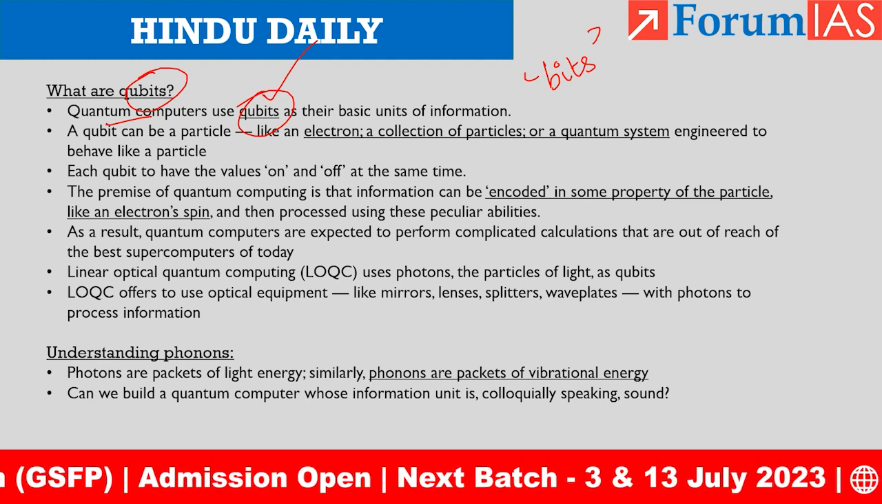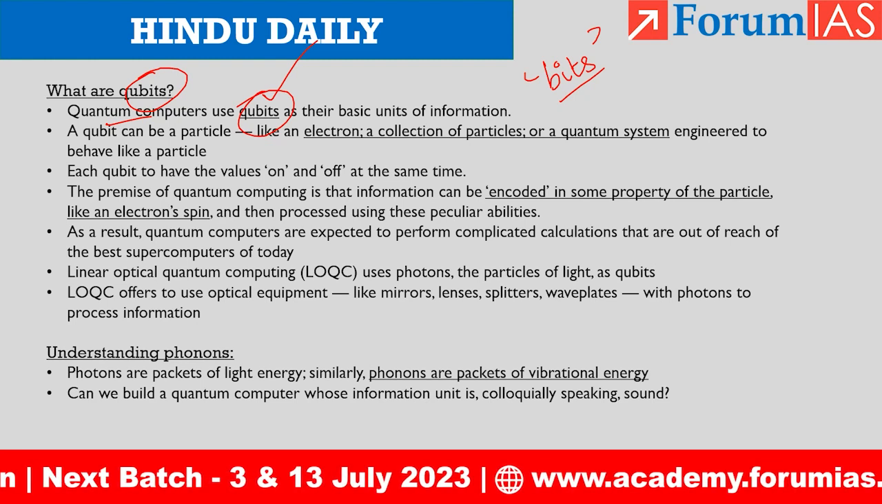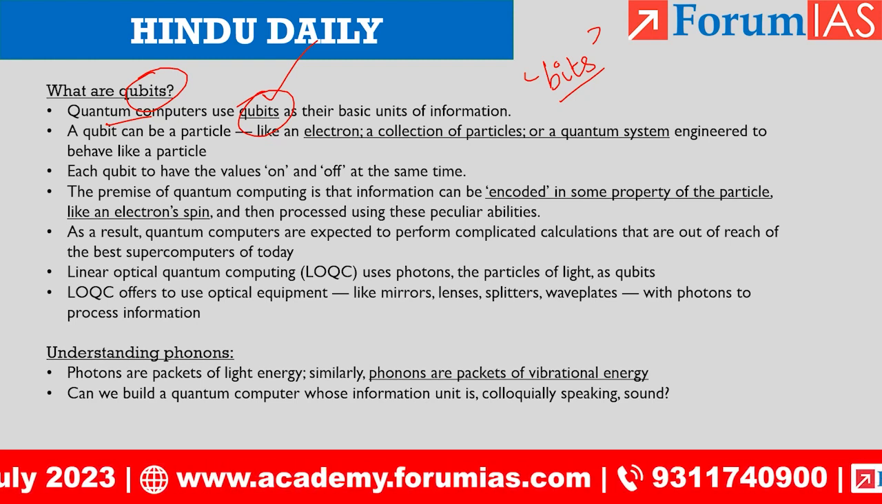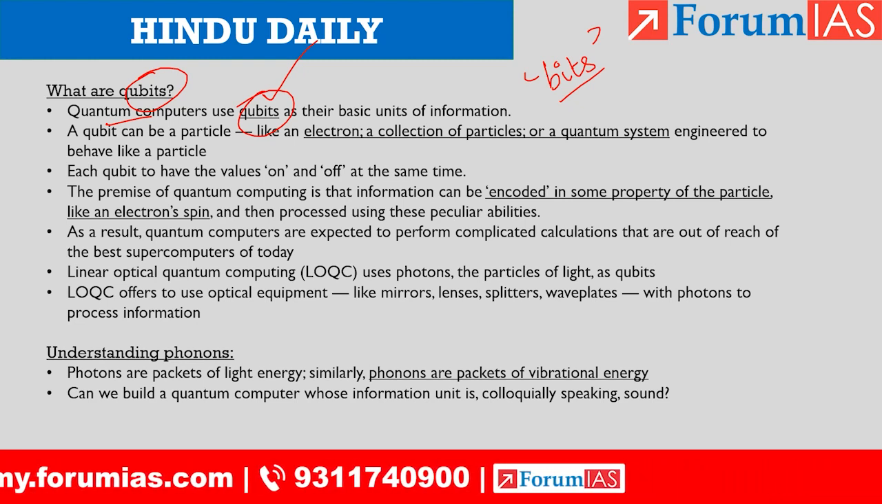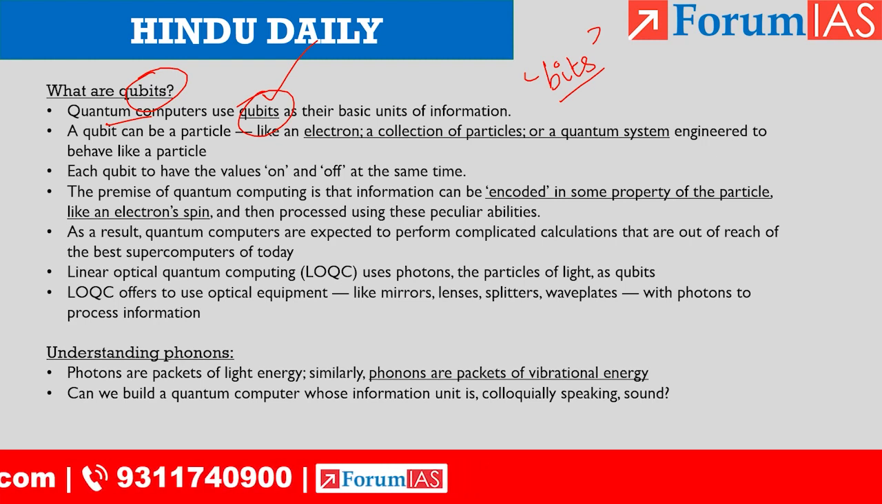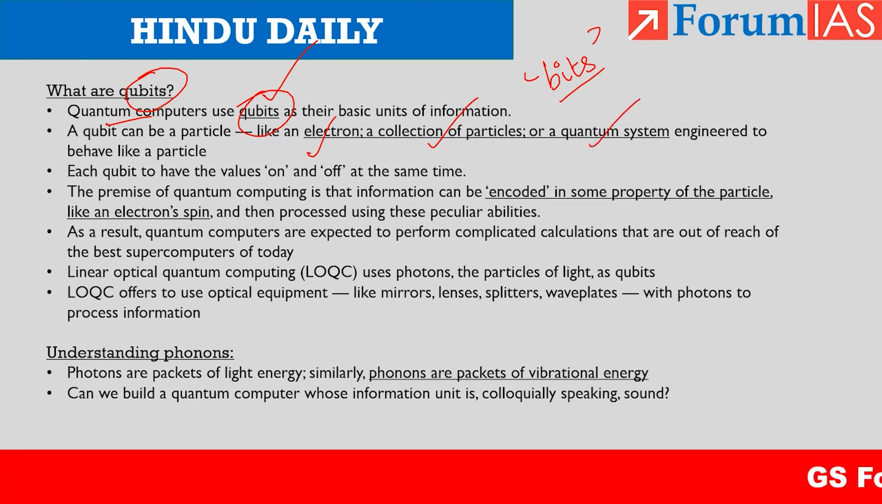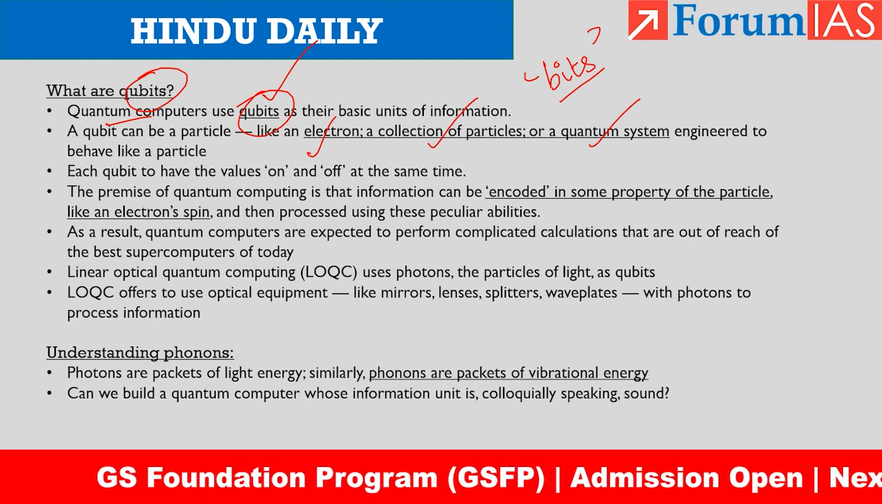In computers, we can see that there will be a chip. It has a number of transistors, diodes, etc. and in some way the information is stored digitally. But what are these qubits? A qubit can be anything. A qubit can be an electron, it can be a collection of particles, it can be a quantum system engineered to behave like a particle, it can be anything. But for simplicity's sake, we are understanding that a qubit in our case is an electron.